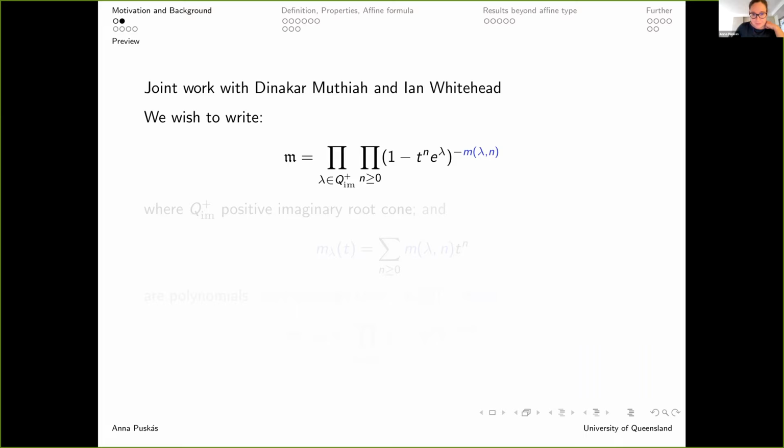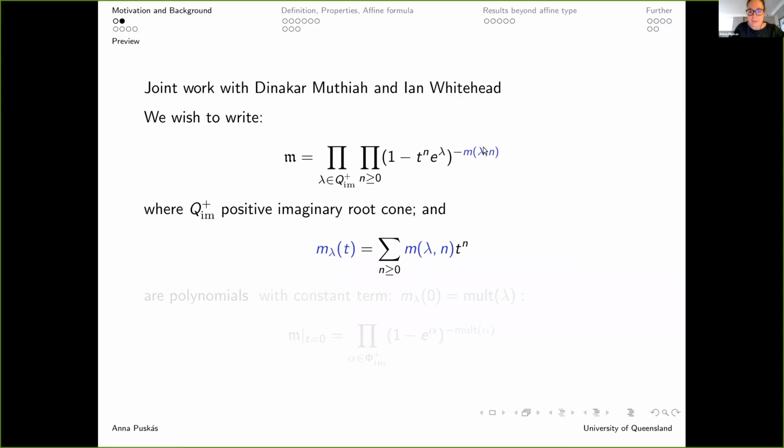For every element of the positive imaginary root cone, we'll have a product of factors of the form 1 minus t to the n e to the lambda, where lambda is this element of the root cone. And this will appear with some exponent. Then we'll connect these exponents m lambda n, so for lambda here, and n a non-negative integer, we'll collect them for each lambda into a polynomial. This will in fact turn out to be a polynomial.